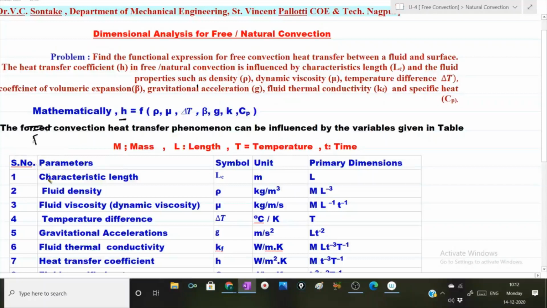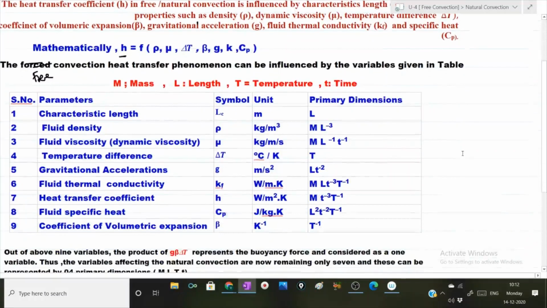So the free convection heat transfer phenomenon can be influenced by the above variables, and they are given in detail in the below table along with their units, symbols, and primary dimensions like mass, length, time, and temperature. So the very first parameter is characteristic length represented by Lc. Its unit is meter and its primary dimension is represented by capital L.